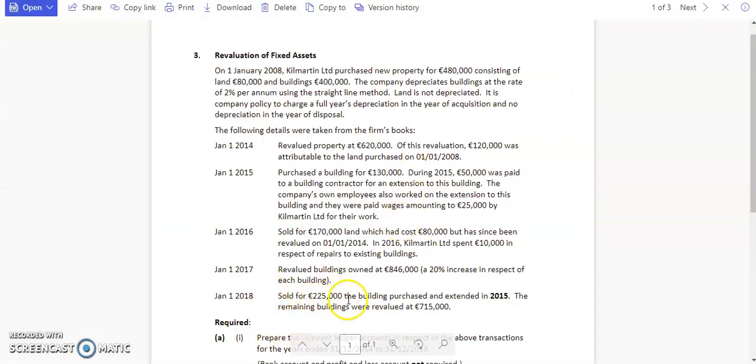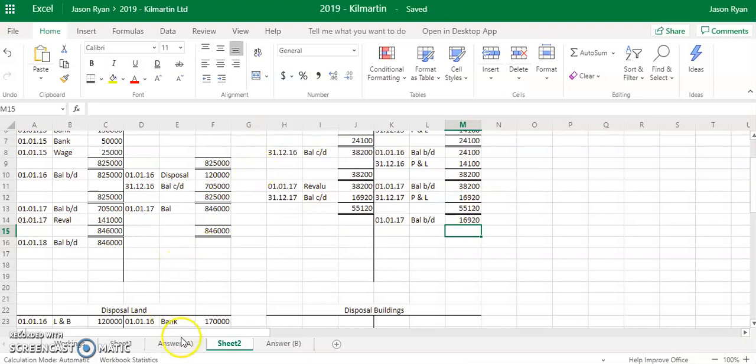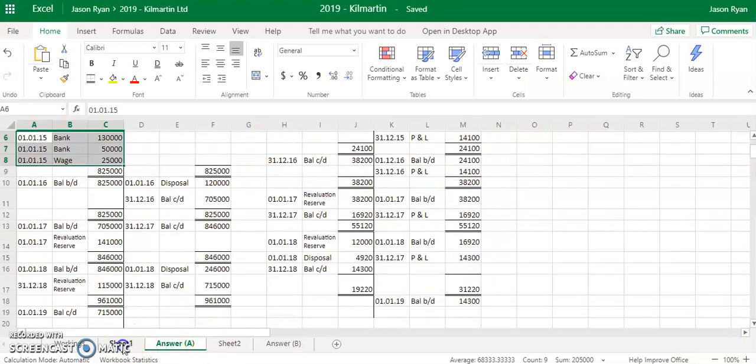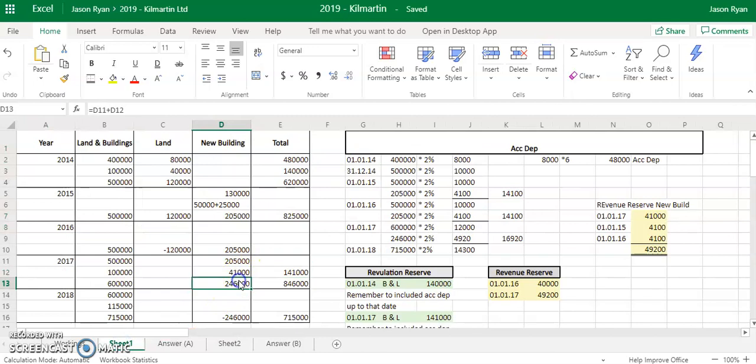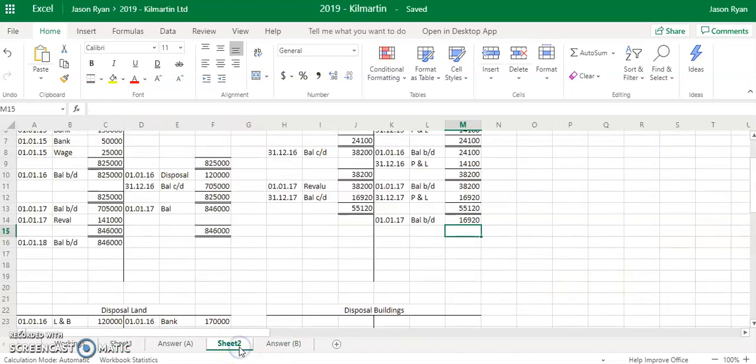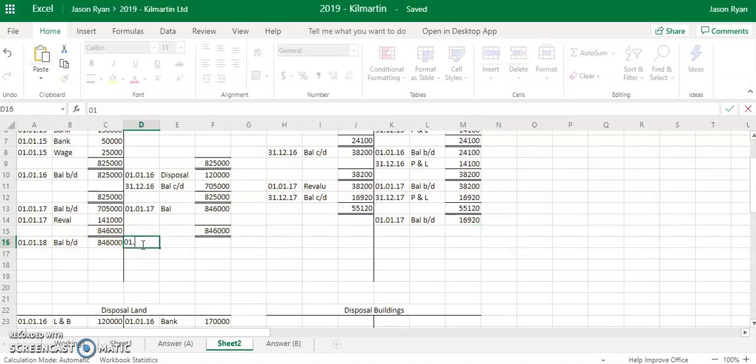So it was sold for 225,000, the building purchased and extended in 2015. So the cost of that building then, it's this building here, 246. We need to reduce our land and buildings by 246 and take out the depreciation for that amount first. So it's going to look something like this. So we're going to come here.